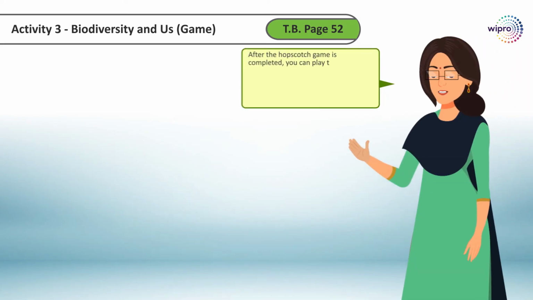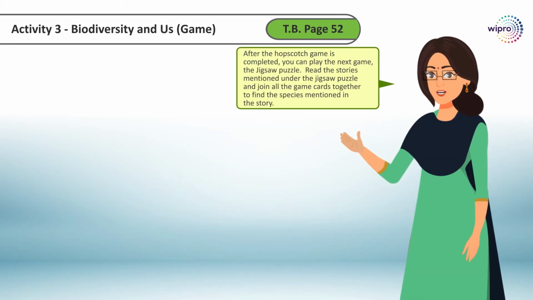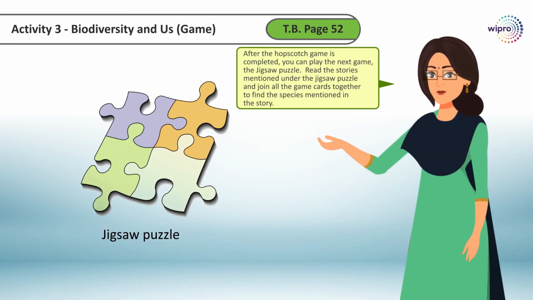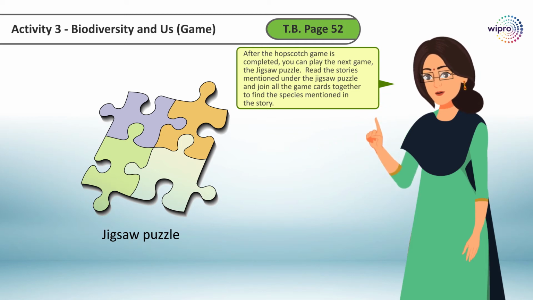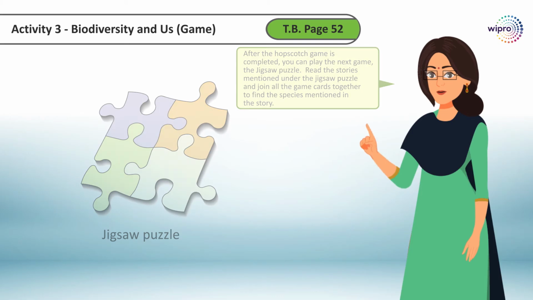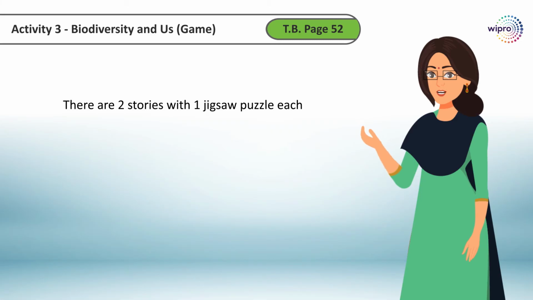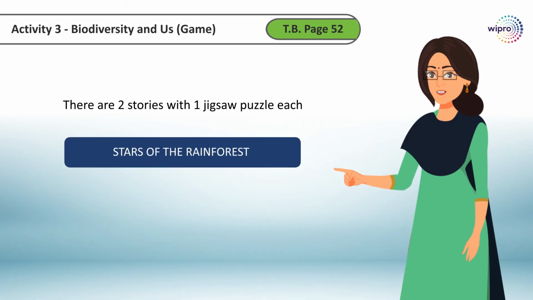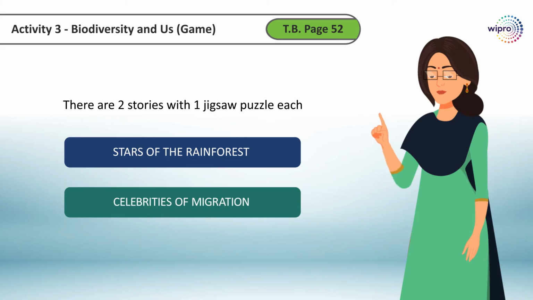After the hopscotch game is completed, you can play the next game, the jigsaw puzzle. Read the stories mentioned under the jigsaw puzzle and join all the game cards together to find the species mentioned in the story. There are 2 stories with 1 jigsaw puzzle each. The first one is about stars of the rainforest and the second one is about celebrities of migration.